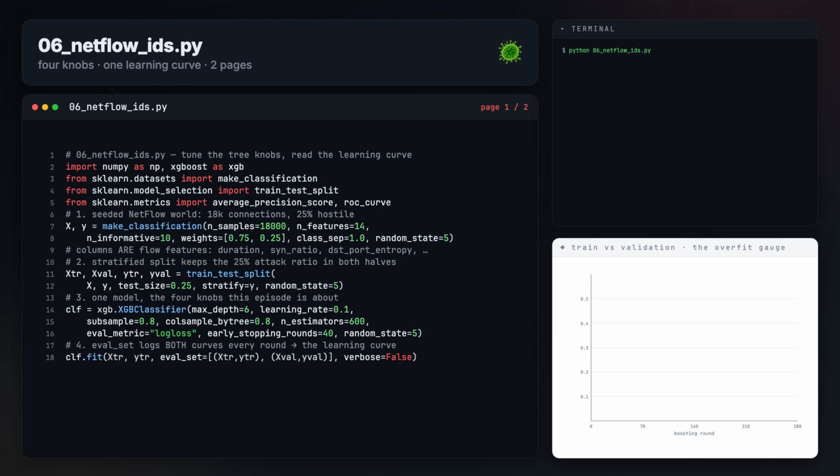It builds the seeded netflow world, fits one XGBoost classifier with the 4 tuned knobs and an eval set, pulls the per round log loss out of eval result, and renders the one figure this episode lives on, the train versus validation learning curve. Everything prints the same numbers the chart draws.